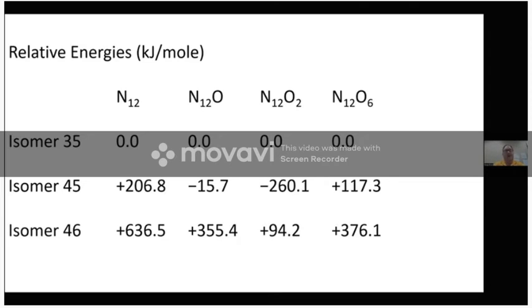Why did that happen? What you're seeing from N12 to N12O to N12O2 is basically a total relief of the ring strain in isomer 4,5, whereas isomer 3,5 still has strained elements to it.